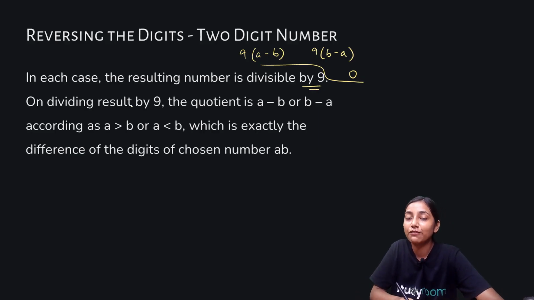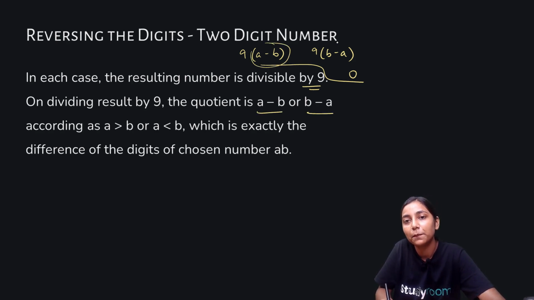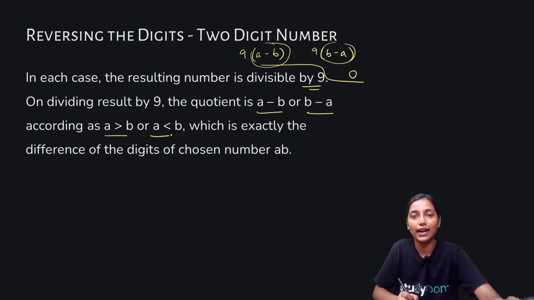So you can see that on dividing the result by 9, the quotient is either A minus B or B minus A, accordingly, as A is greater than B or A is less than B. On that depends whether we will get the quotient as A minus B or B minus A.